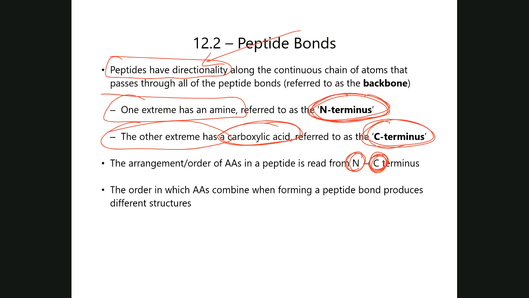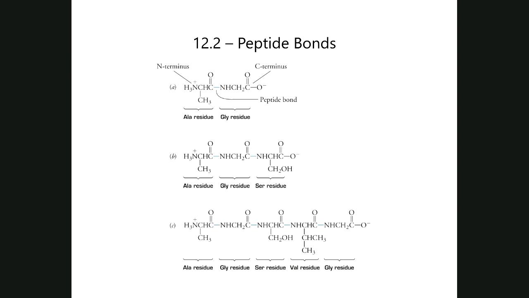Because different amino acids have different side chains, it turns out that the order in which they combine can result in multiple different isomeric structures. So for example, here's an example. I'm going to zoom in on this one. If you notice, this peptide is a dipeptide. There's only one peptide bond. There's two amino acids. Again, the N-terminus.